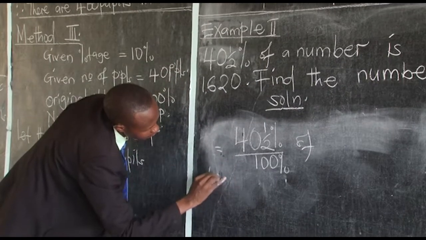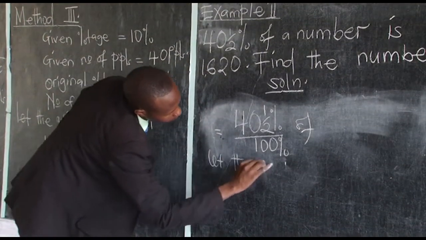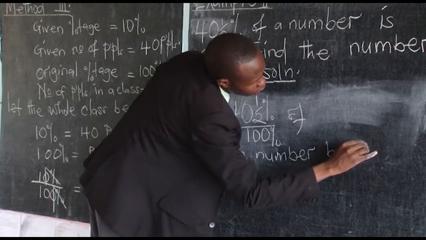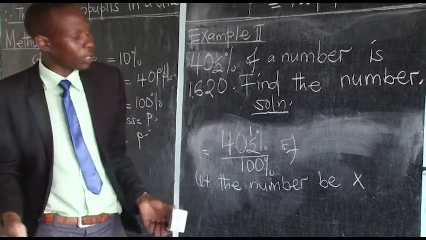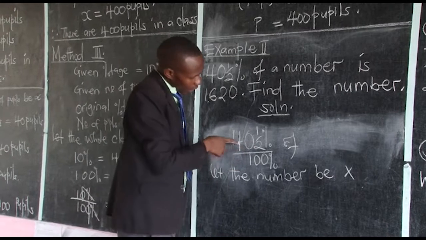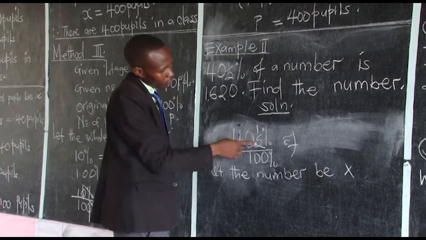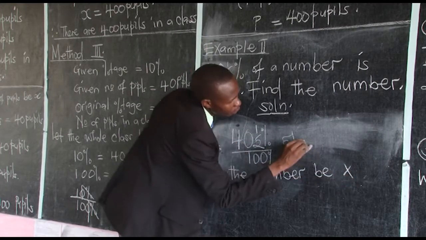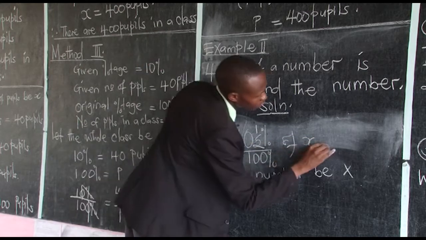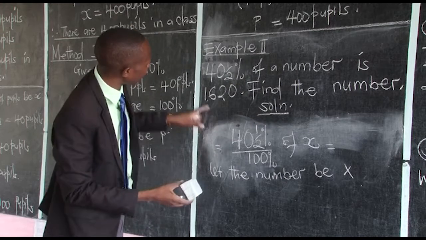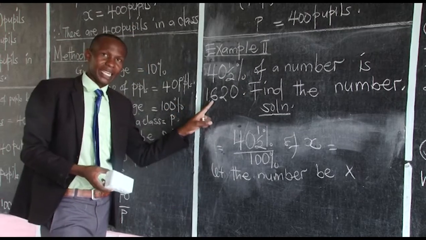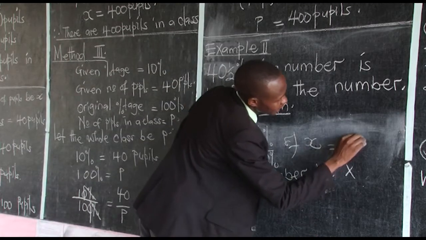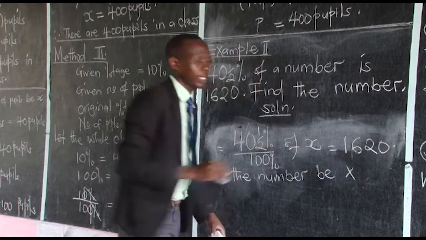be X, or any alphabetical letter to represent that. So I will say 40 whole number, 1/2% of the number, and our number is now X. So I will say of X is equal to the given number. What is the given number? 1,620. Is equal to 1,620. That's what we're looking at.